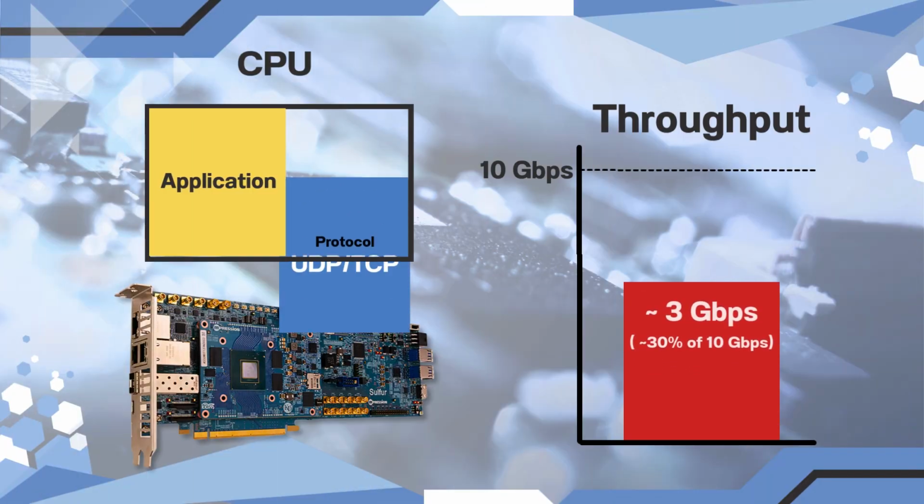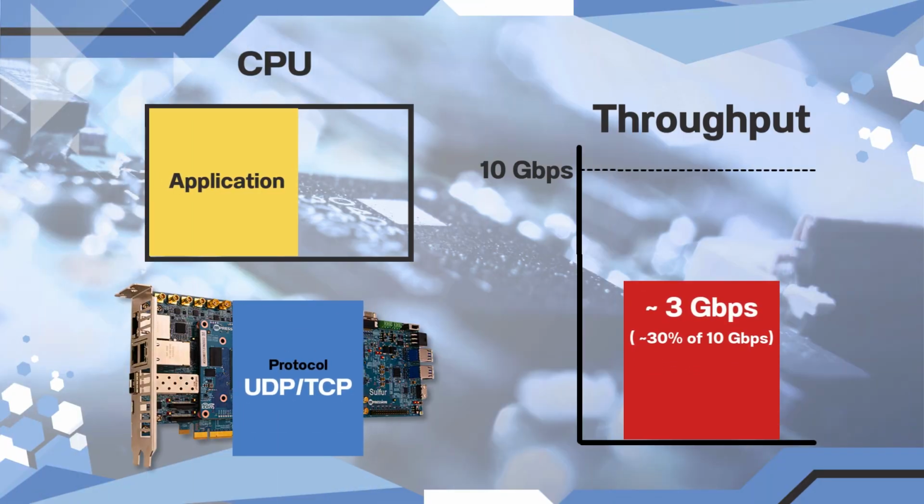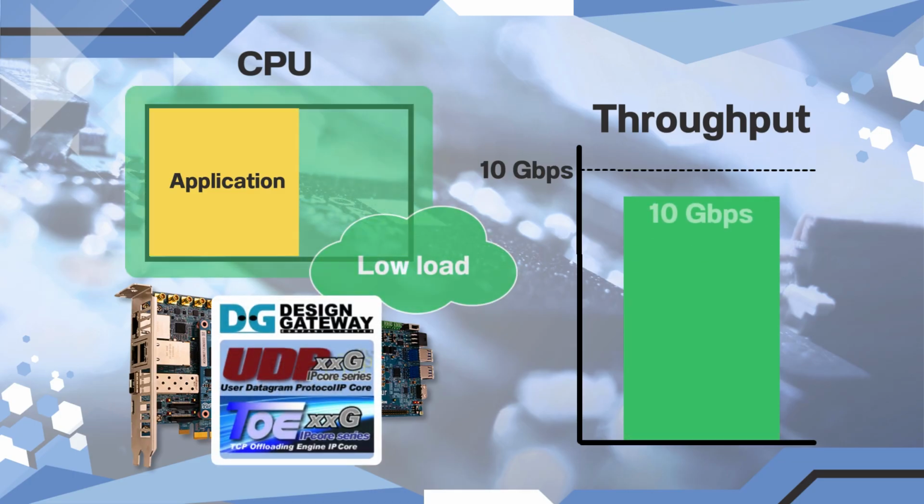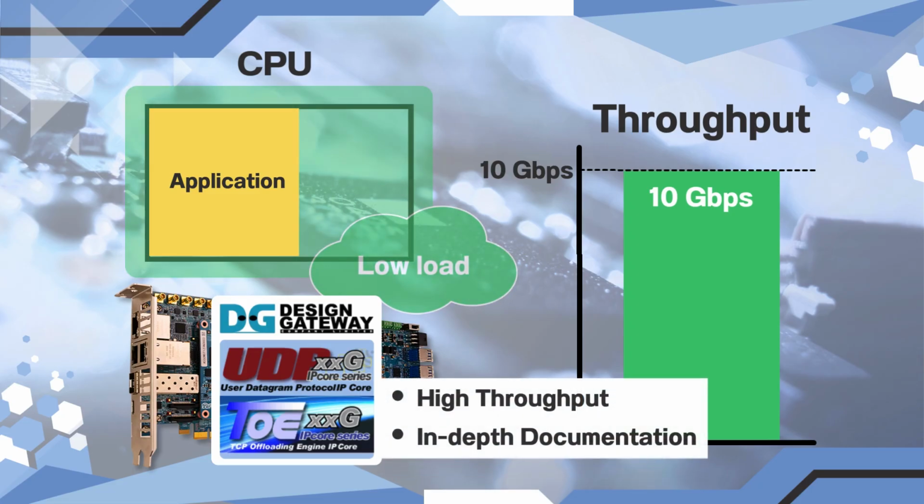The solution to this problem is to offload the UDP or TCP processing to an FPGA board. By using Design Gateway soft IP, the CPU load is reduced, making it run more efficiently and allowing the throughput to reach maximum bandwidth at 10 gigabit per second. This is the key advantage of our soft IP, which comes with in-depth documentation for seamless integration with your system.